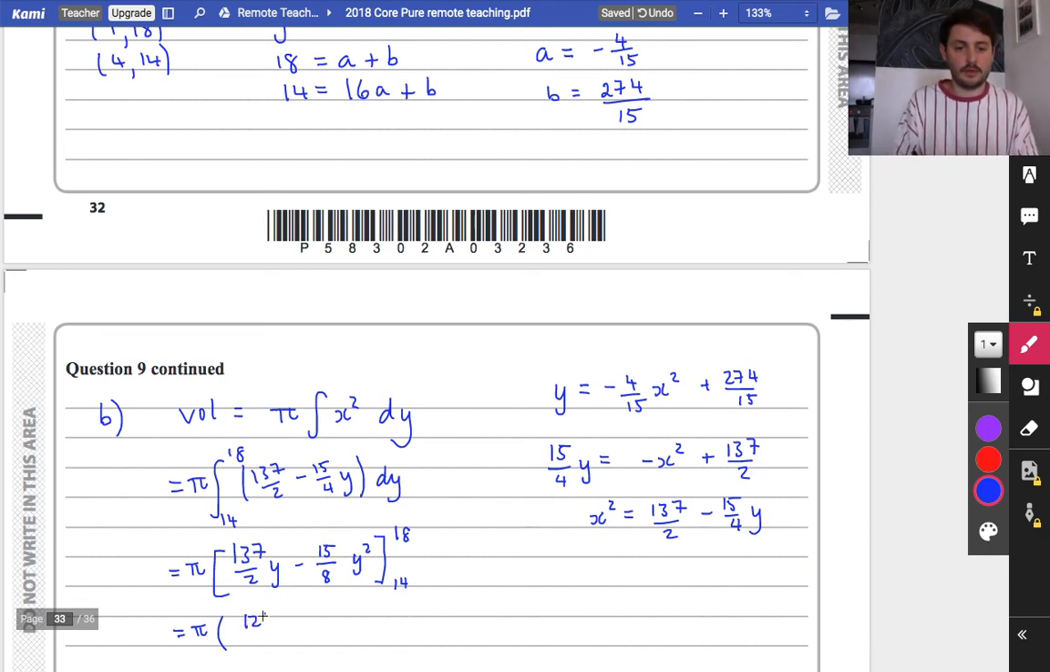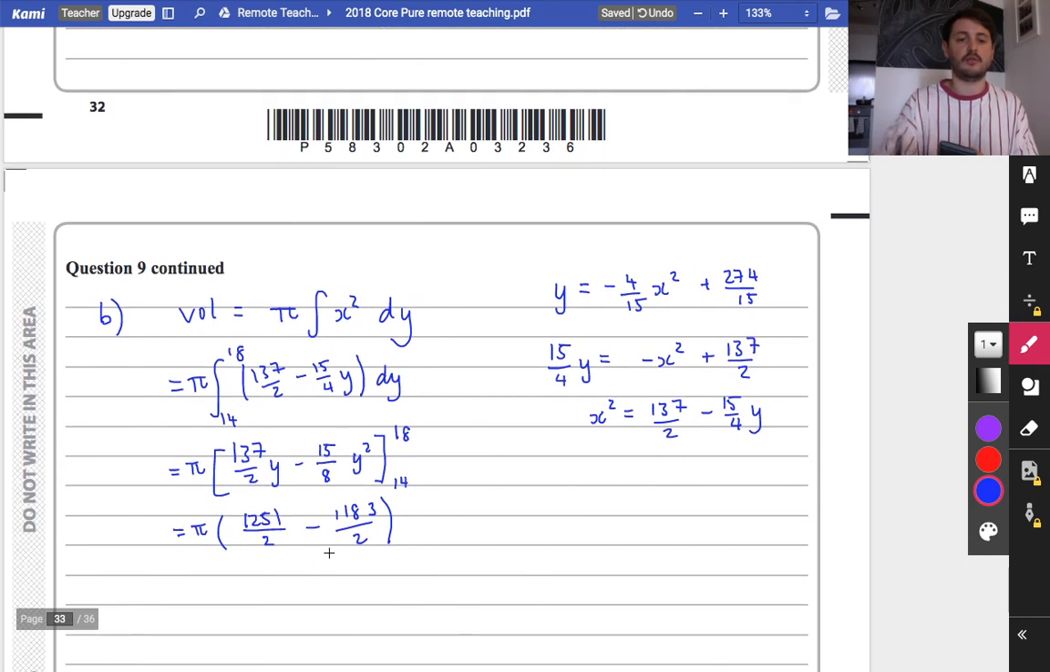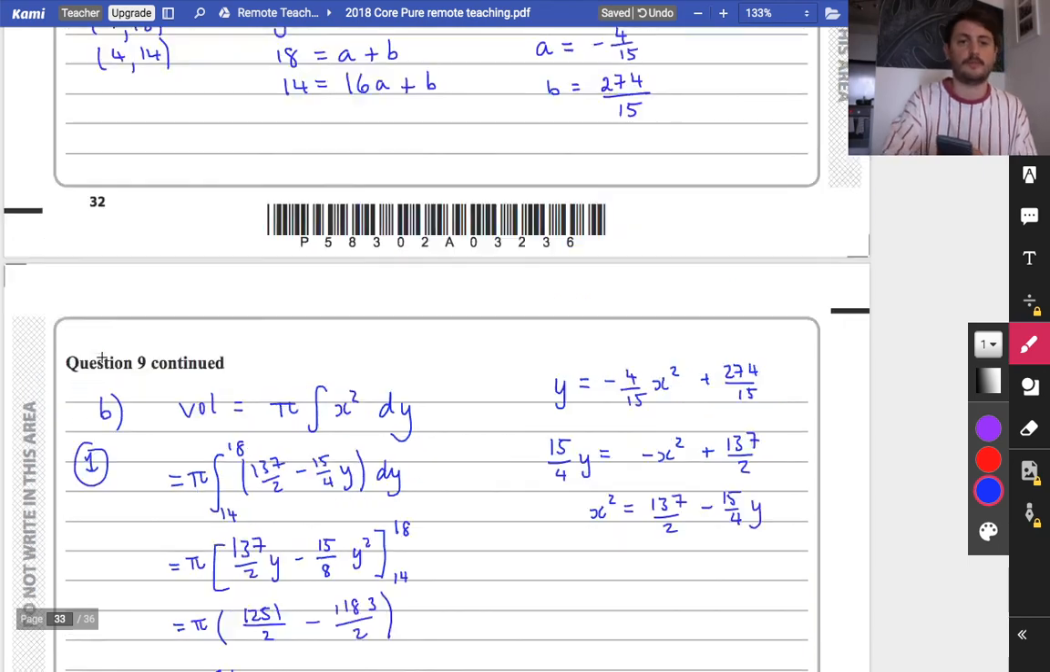So you get 1251 over 2. Now I'm going to do the same thing with 14, which I'm going to subtract. So it's 137 times 14 over 2 minus 15 times 14 squared over 8, which is 1183 over 2. So I'm going to do 1251 over 2 minus the answer, and we get this all comes down to 34 pi. So this is shape number 1.